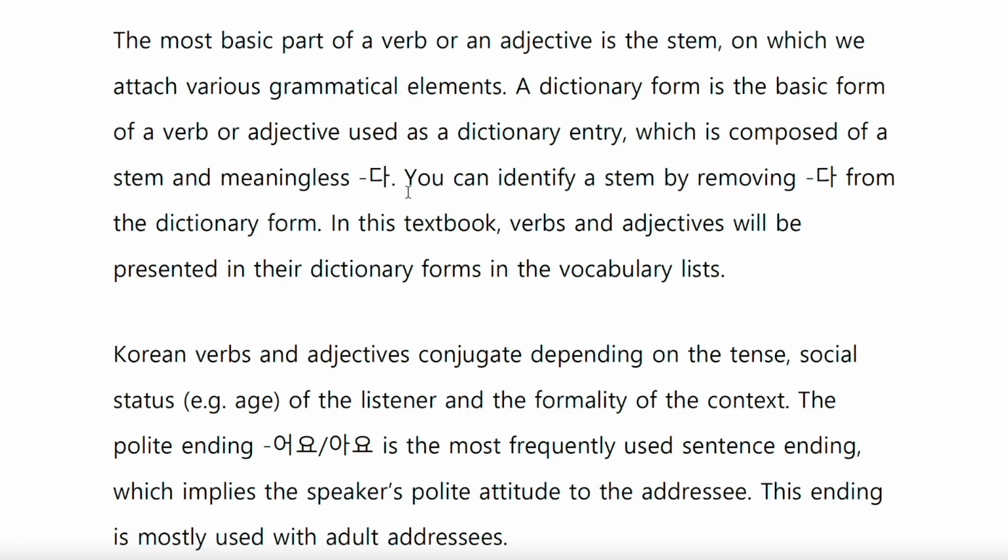그래요. 그래서 on our words list, you will find that verbs and adjectives end with 다, 그래요, 다. Because they change their forms depending on those kinds of factors, we need to show them in a consistent form. So we have this dictionary form. So you can identify a stem by removing 다 from the dictionary form. In this textbook, verbs and adjectives will be presented in their dictionary forms in the vocabulary list. It makes sense, 그렇죠? Yeah. So we'll take a look at some examples a little later.